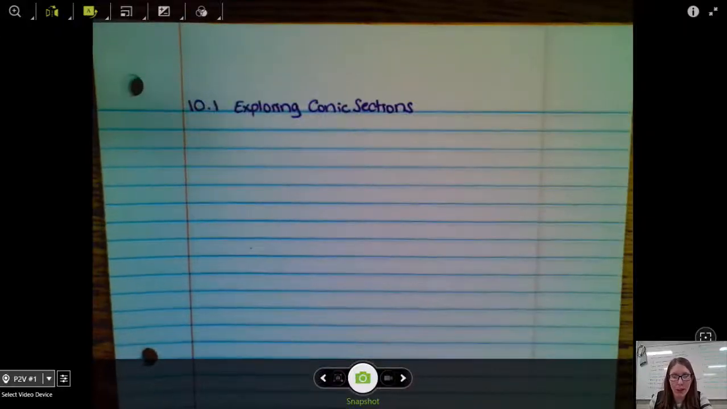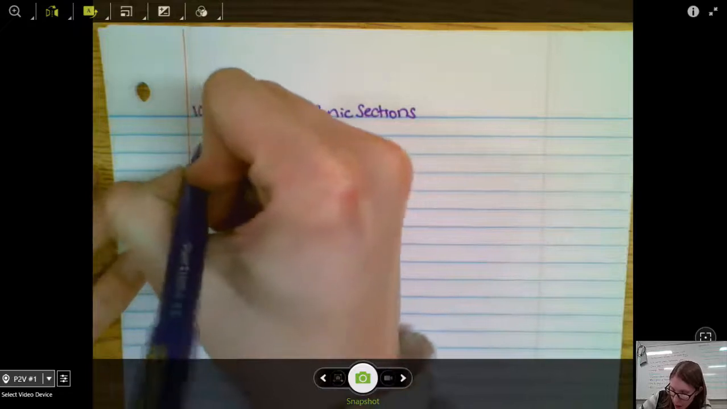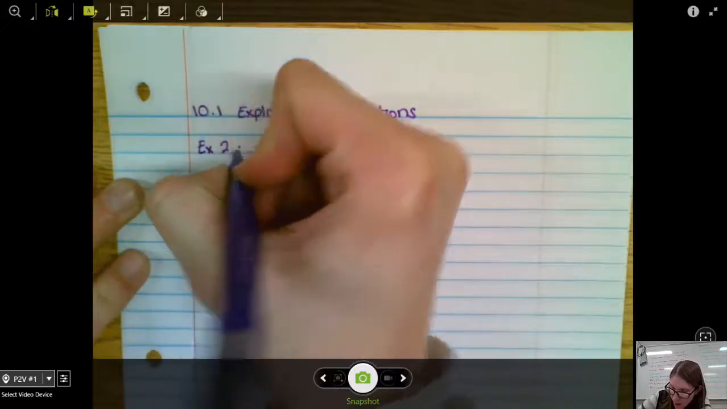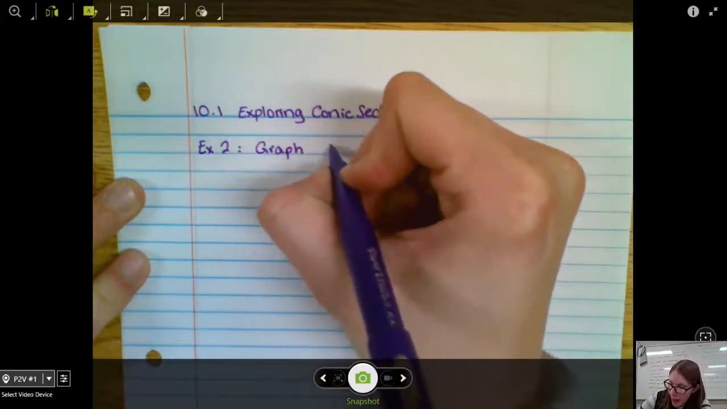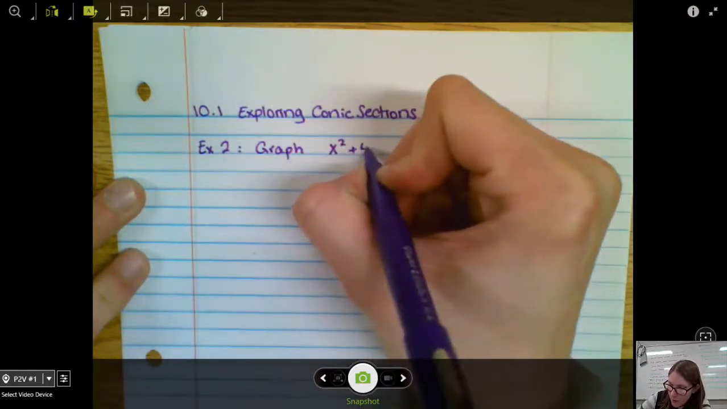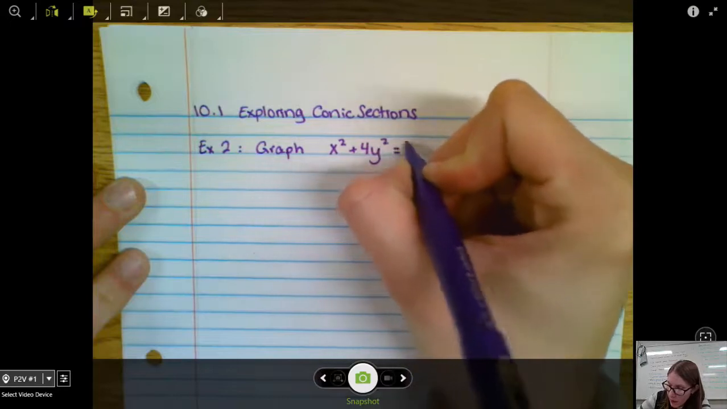Okay, 10.1, again, we are exploring conic sections. So in class, if you were here today, you saw us graphing an example of a circle. We graphed the equation x squared plus y squared equals 25. Example 2, let's graph the equation x squared plus 4y squared equals 36.